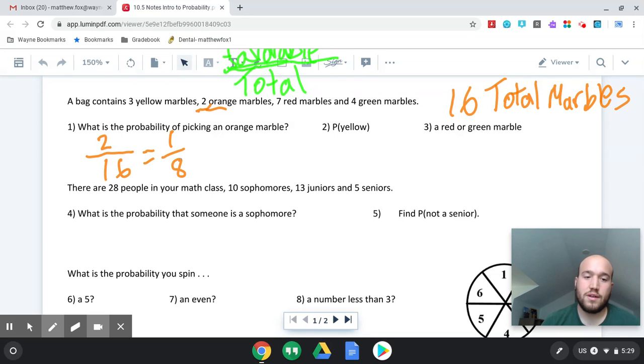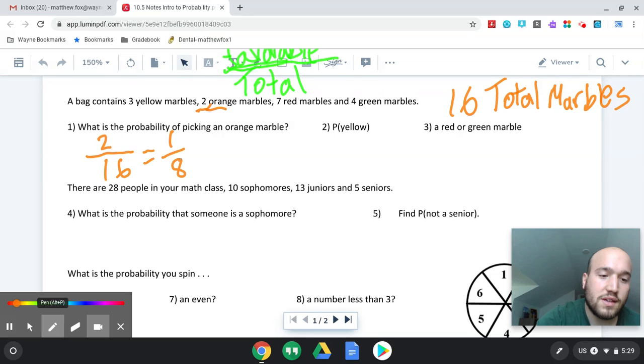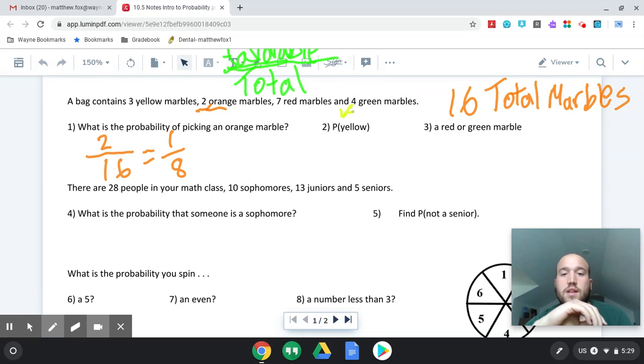Now, this second one, right here, it says P parenthesis yellow. That means what is the probability of picking a yellow marble? So once again, on top, we're going to have the total number that are favorable. So how many are yellow? Right here, we have 3 yellow marbles. So we put a 3. And on the bottom, we put the total amount. And we added that up for the last one. There's still 16 total, okay?